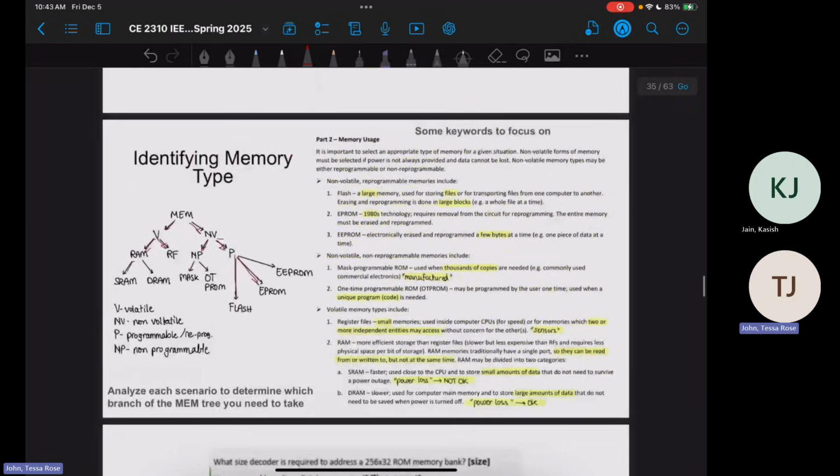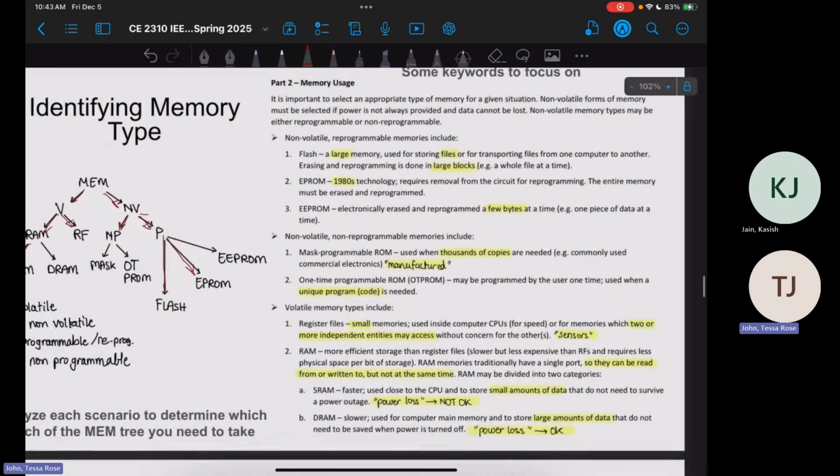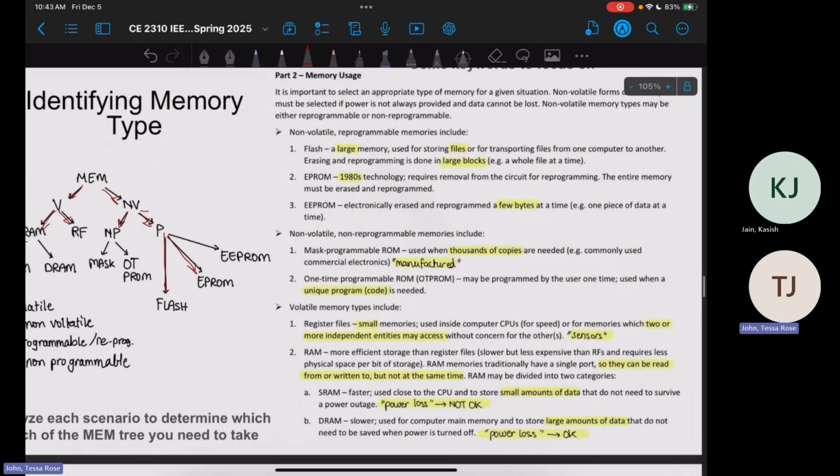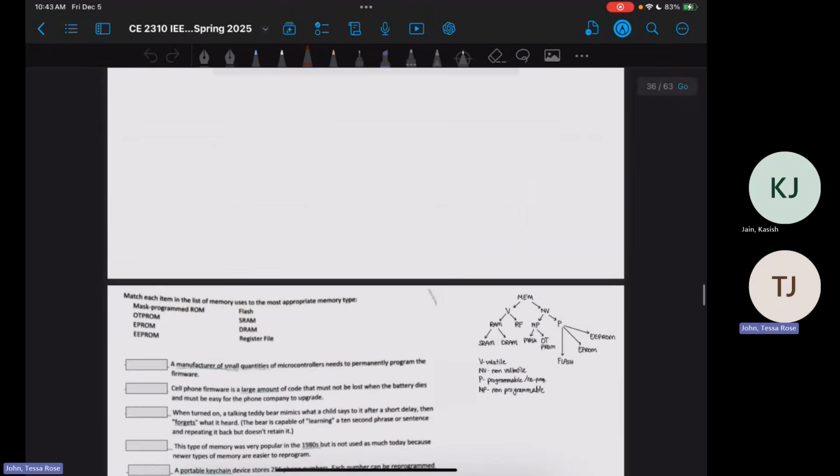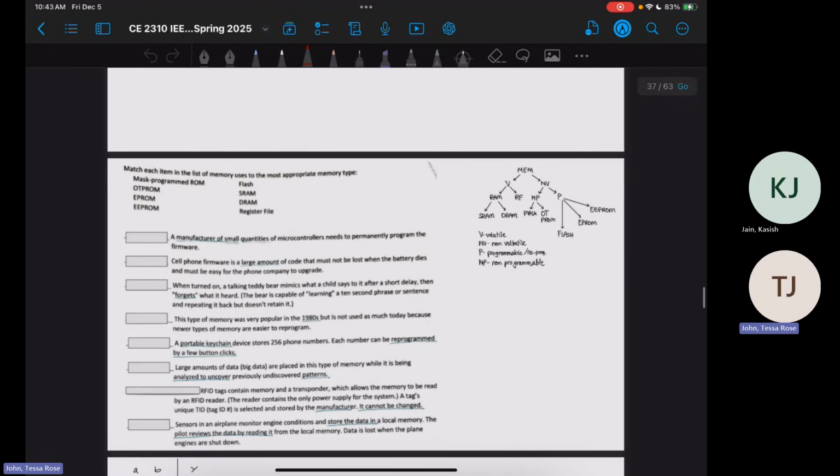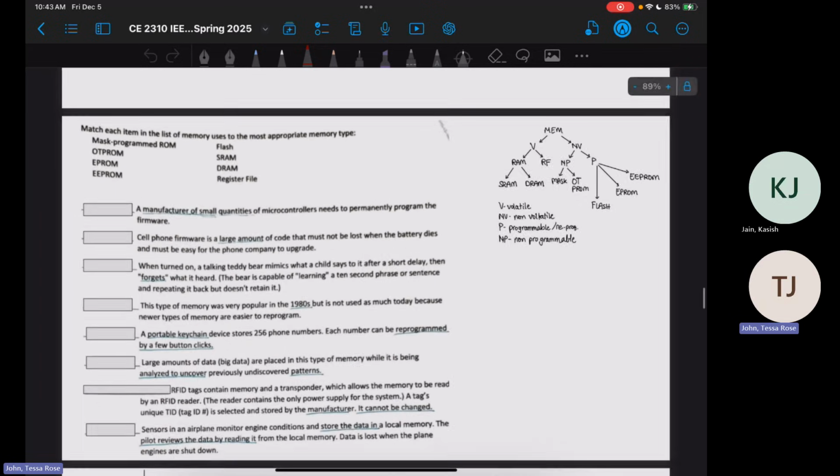This one, to be honest, if you just read over the memory, you just have to memorize how the questions ask it. We're going to get a problem like this.